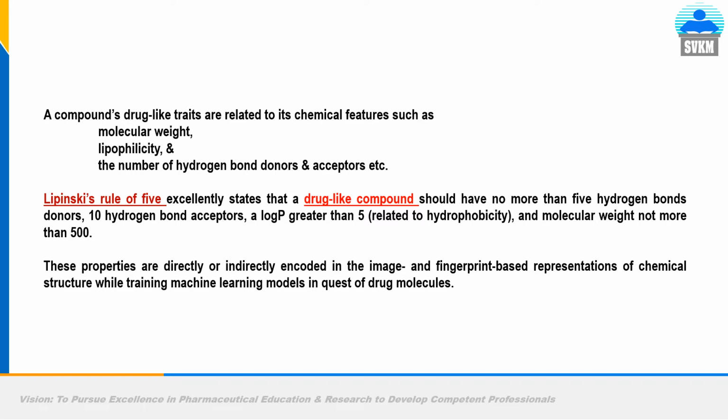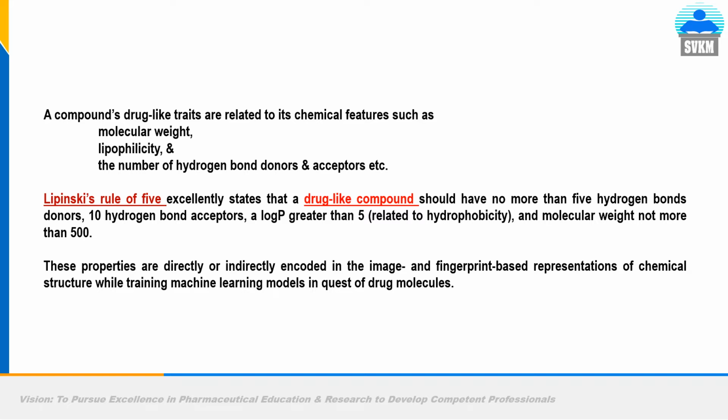So what are the initial steps? A compound's drug-like features are related to its chemical features, such as molecular weight, lipophilicity, and the number of hydrogen bond donors and acceptors. These are the basic features or parameters of Lipinski's rule of 5. If two drug molecules have identical features, one common notion is that they can have similar pharmacological activity, and they can drug the same protein for treatment of a disorder.